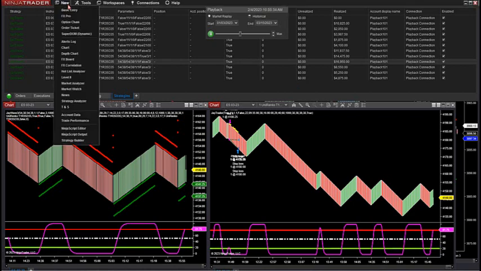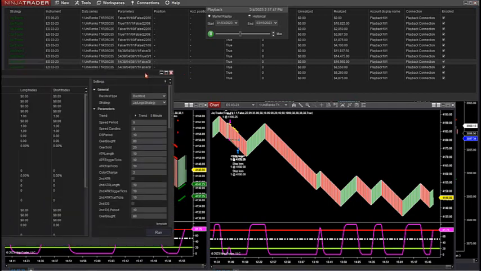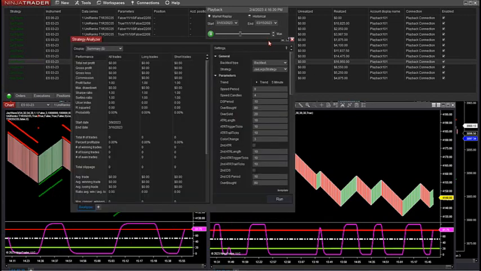What you can do is go up to here and go into Strategy Analyzer. With Strategy Analyzer, you click it, and then all of a sudden you can plug this in on the Strategy Analyzer also. So I can go to Strategy Analyzer and say, okay, Lisa, I want to know the best time.